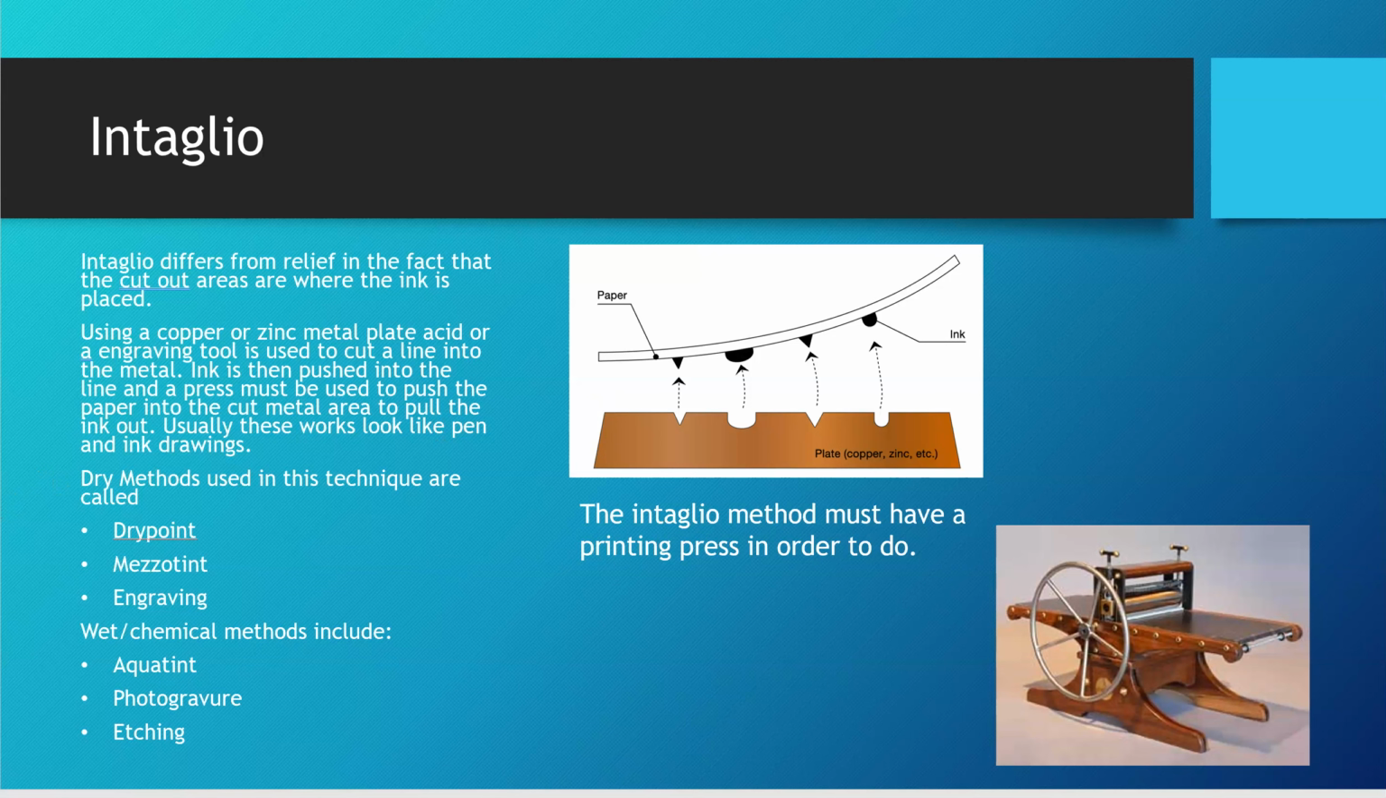So this process has to have a printing press. The other one you could do by hand if you wanted. It could do a press too, but this process has to have a printing press. And what you're using is copper or zinc metal plates, and you're either using a dry method or a wet method. The dry methods are drypoint and mezzotint and engraving. We're going to talk about all those. And the chemical ones are using acid to eat away the surface. And so we get what's called an aquatint or an etching or a photogravure. And this stuff is going to really make it look like a pen and ink drawing, where the other ones may have been more about big blocky shapes. This is going to be really about line.